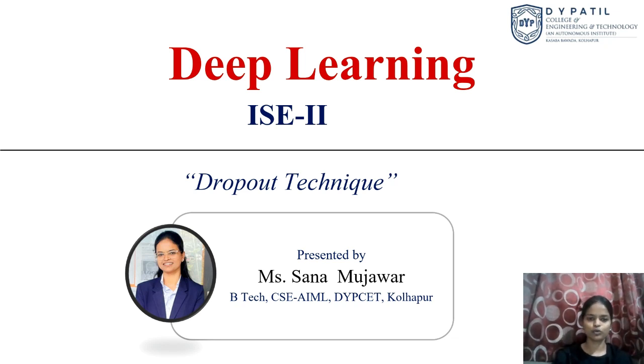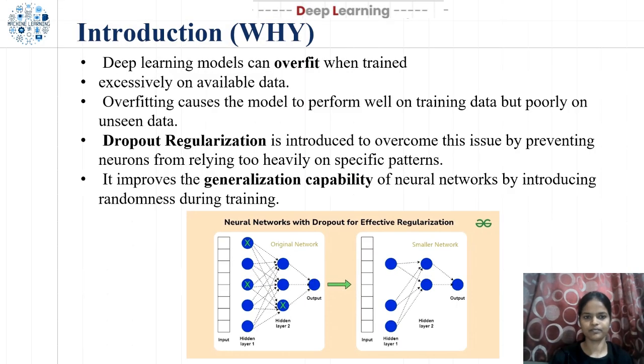Hello everyone. Today we are going to see an important topic in deep learning, that is the dropout regularization technique. Deep learning uses too much data for training and too many parameters. But when there is limited data, overfitting can occur. So to reduce overfitting and improve generalization, the dropout regularization technique is used. Let's see the technique in detail.